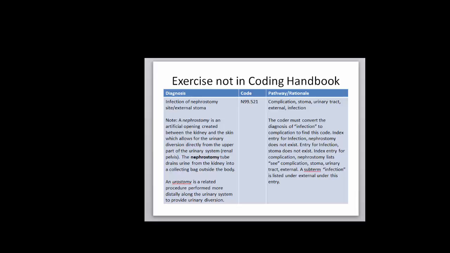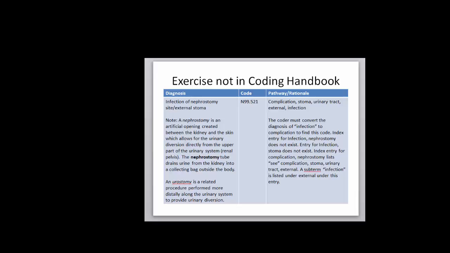But both of those created openings are to allow the body to drain the urine, and it typically would be done whenever there's been insult to the kidney, or it could be a malignancy. For whatever reason, the body's not able to empty the urine the normal way. We create these stomas or openings in the body that allow us to insert tubes, and then the urine can be drained from the body.